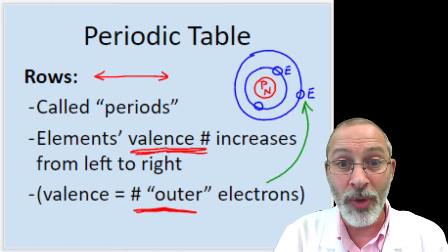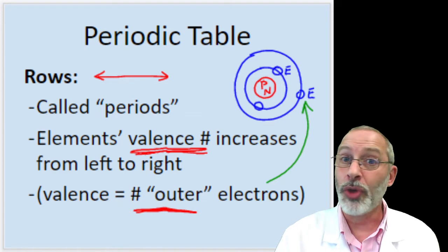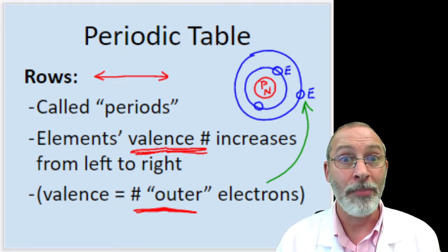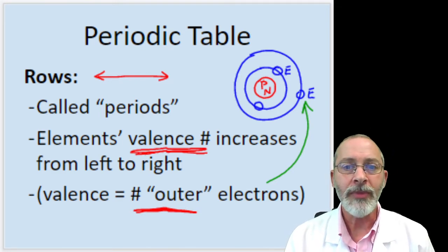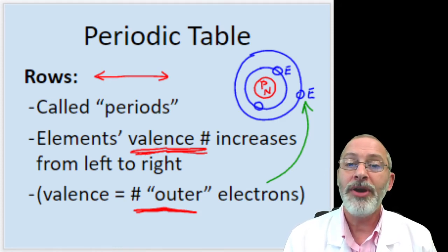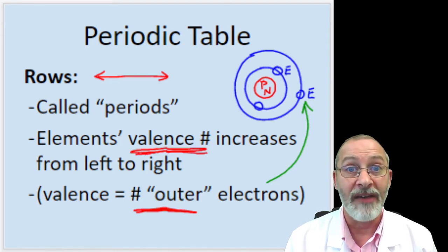And what is this point? Well, it has to do with the valence number. I've told you in the past that electrons are important. Well, this is where the importance starts. The valence number describes the number of electrons in the outermost energy level.